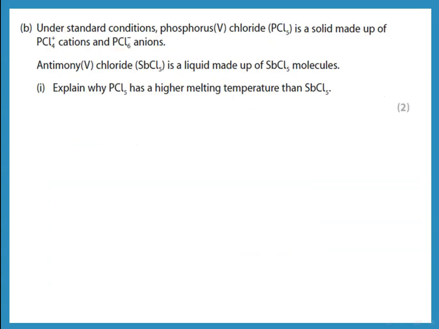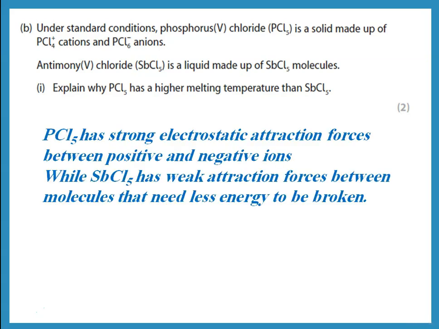Okay, he's asking here, under standard conditions, phosphorus chloride is a solid made up of something that's positive and something that's negative. So this PCl4 plus cations, PCl6 minus anions. Now, antimony chloride is a liquid made up of molecules. Explain why the PCl5 has a higher melting point than the SbCl5. Remember that anything that has positive and negative would have strong electrostatic attraction forces between the positive and negative ions, while the SbCl5 is only made up of molecules, so it has weak attraction forces between the molecules that need less energy to be broken.